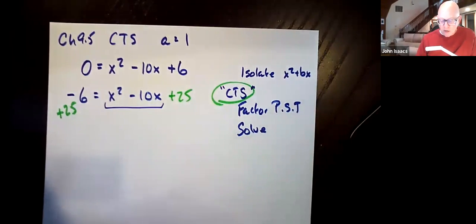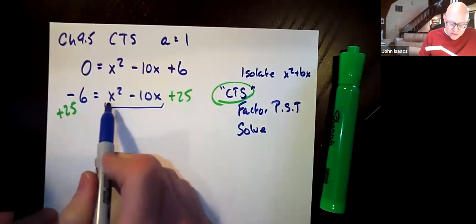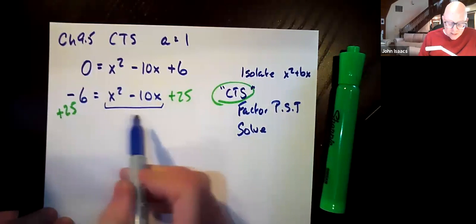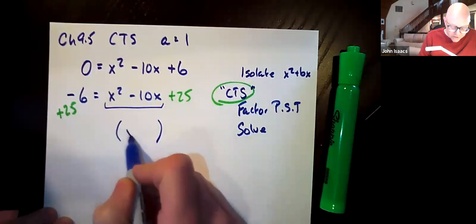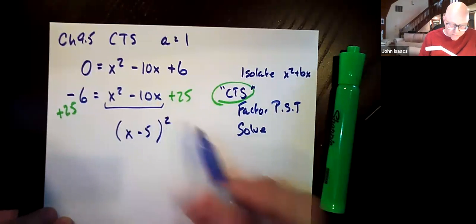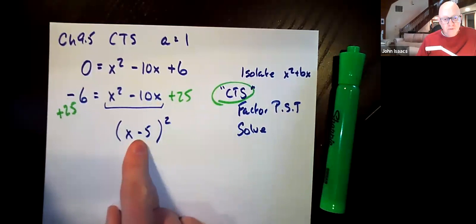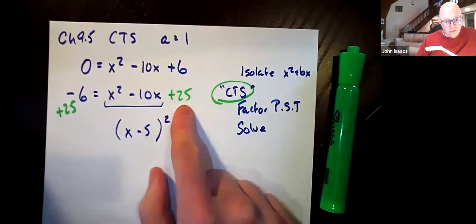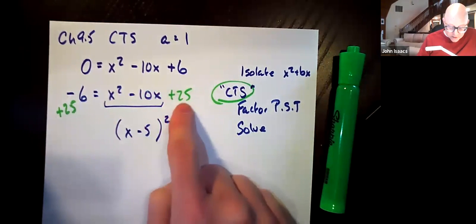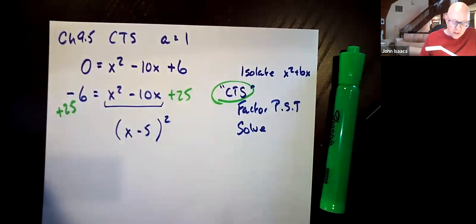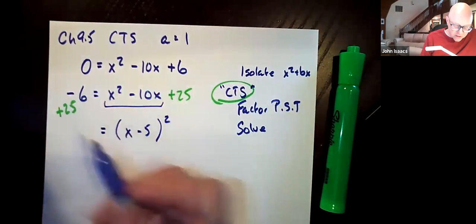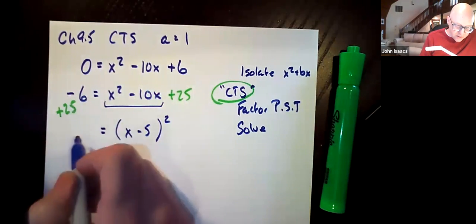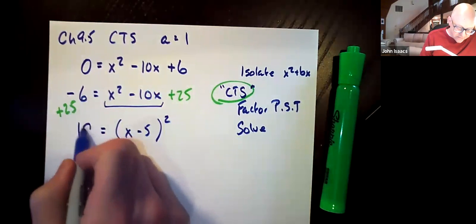Now let's see why we chose that 25. Notice that this side is a perfect square trinomial, which can be factored. It factors to x minus 5 squared. If we had x minus 5 here, you would need a 25 here for this to work. So that's the completing the square part. Then we factor it. Now the other side, we're just going to simplify. So negative 6 plus 25 is positive 19.